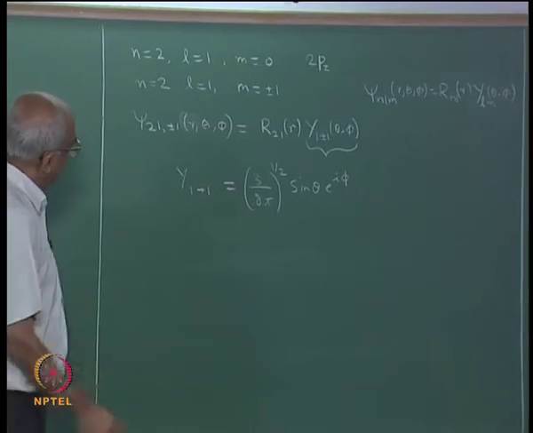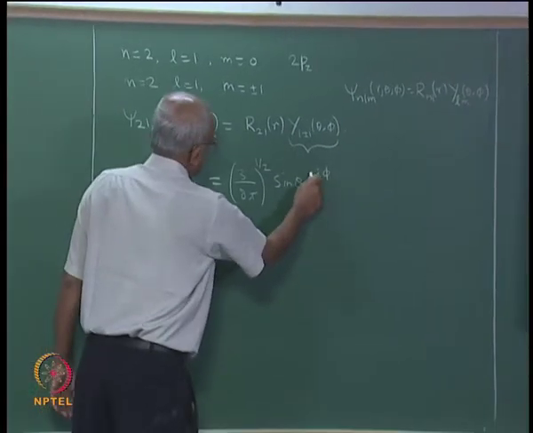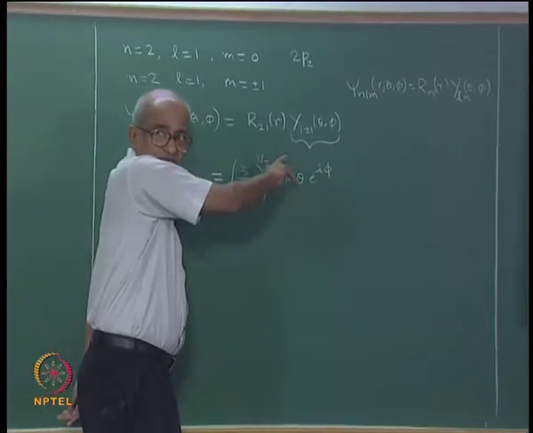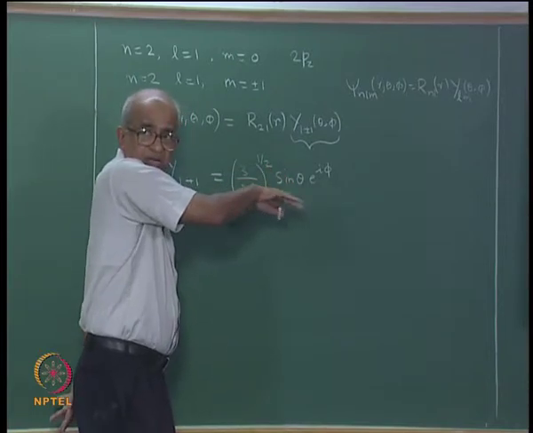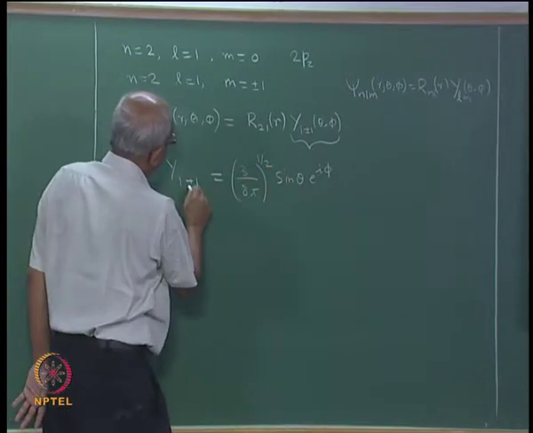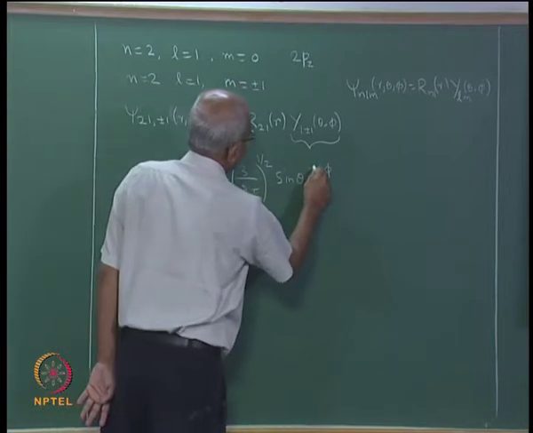Well, if you look at the other function, what will happen is that you are going to have a minus sign, instead of e to the power of plus i phi, you are going to have a minus i phi. So, I can write both of them together, plus or minus.